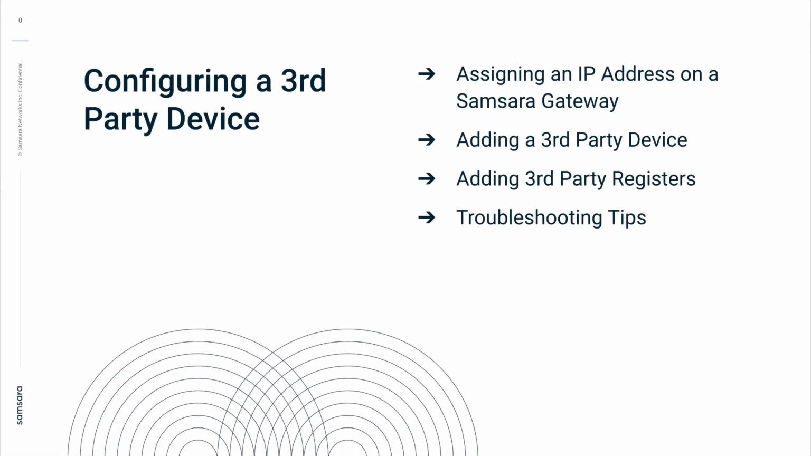In this video, we'll take you through the steps to configure a typical third-party device on the Samsara platform. We'll cover how to assign an IP address on an existing Samsara gateway, how to add a third-party device to a Samsara account, and how to add any third-party registers. Along the way, we'll also touch on some troubleshooting tips to help you quickly resolve issues.